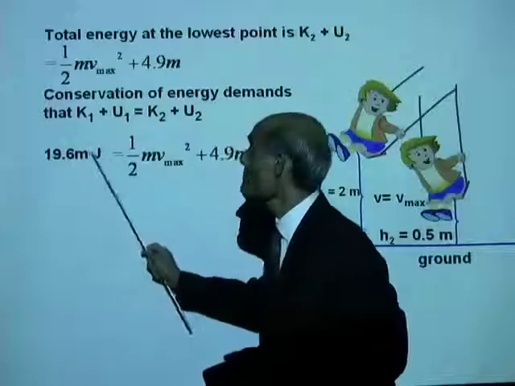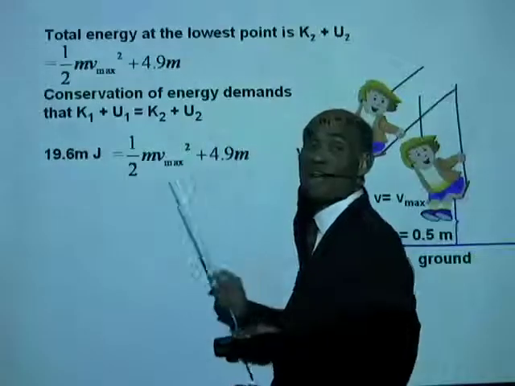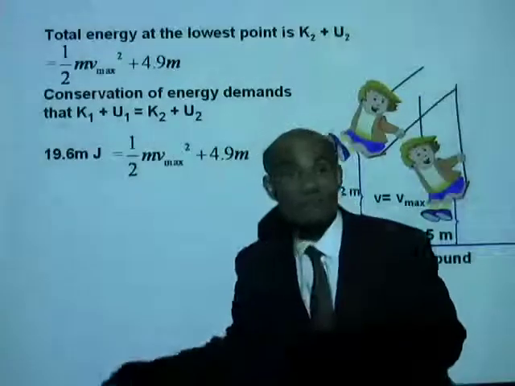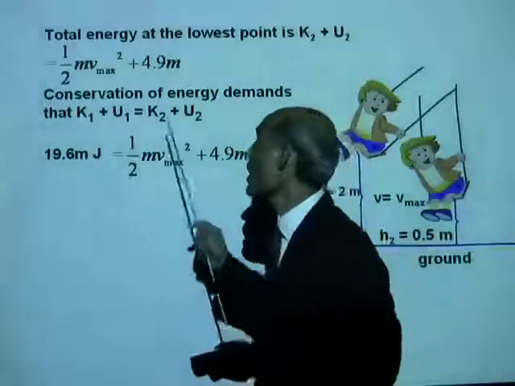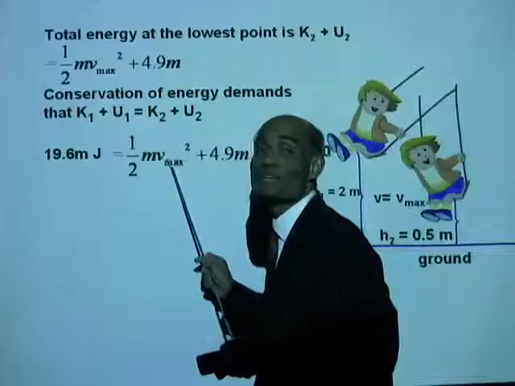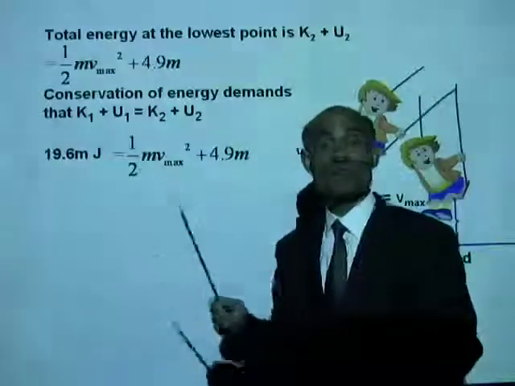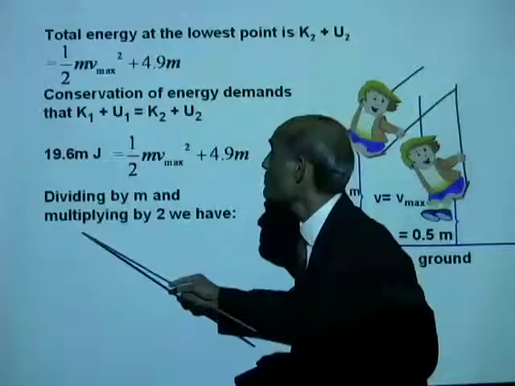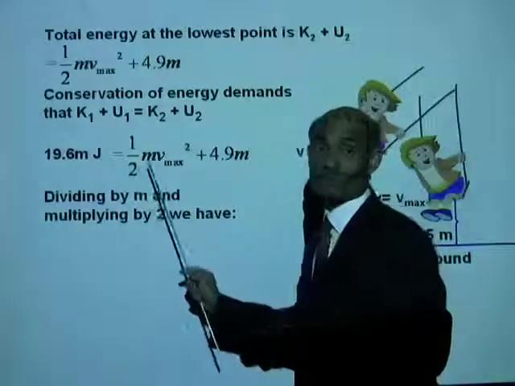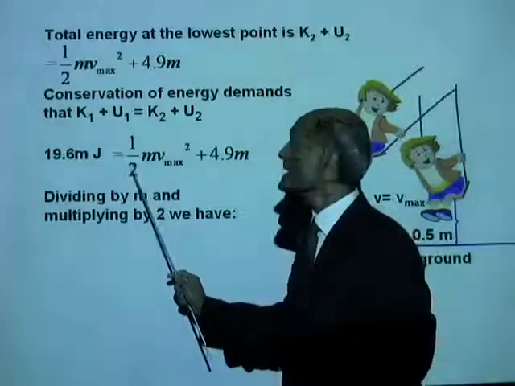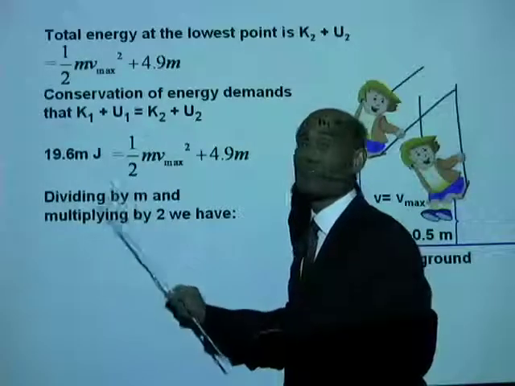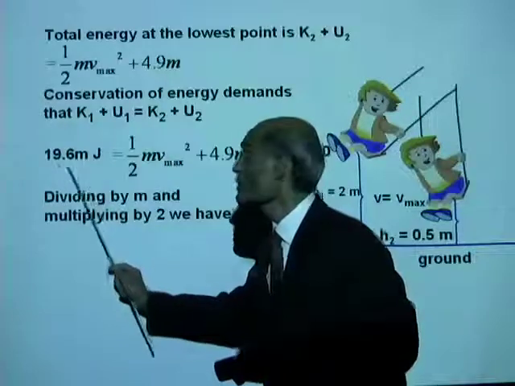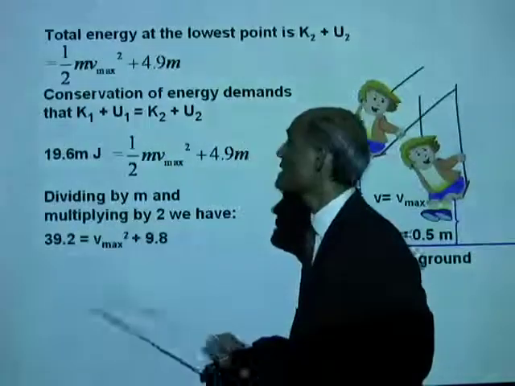Now look at the beauty of this equation. You see m appears in every term. You can divide by m throughout and that will disappear. That means the only unknown term is V max. We can now solve for it. So dividing by m and multiplying by 2. Multiplying by 2 will eliminate this 2 here. So what will you get?